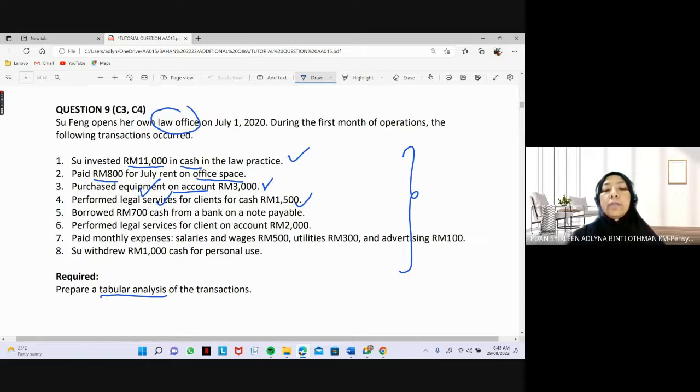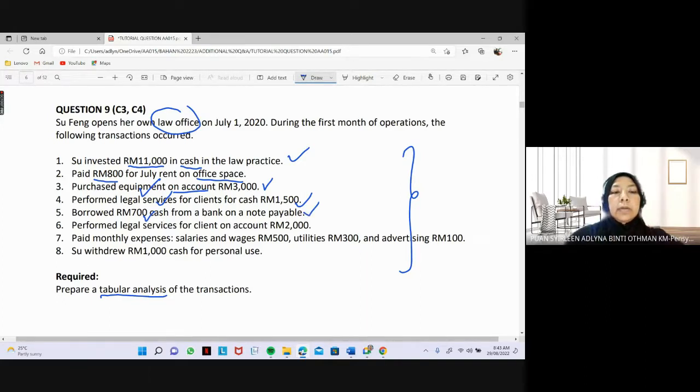All right. Okay, number 5, borrowed 700 cash from a bank on a note payable. Dia convert pinjaman tadi menjadi note payable. That is actually short-term liability ataupun current liability. Okay, so you borrowed cash, that means you receive the money. This will be your asset. At the same time, your liability pun terlibat.